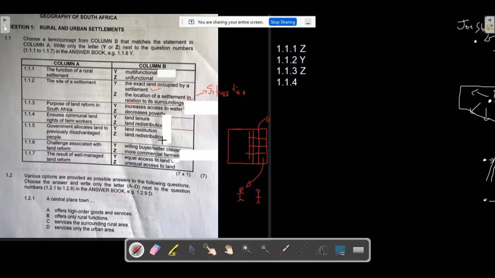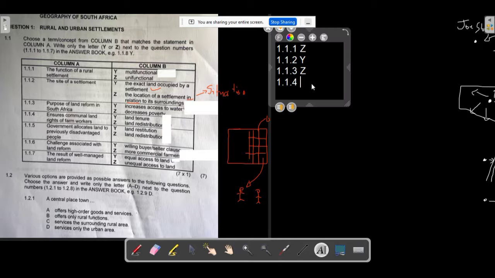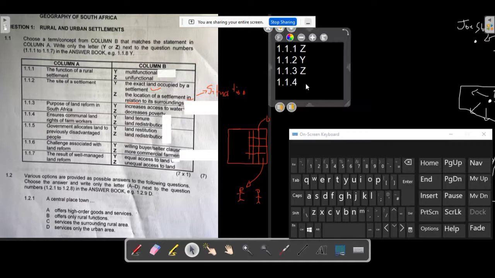That is land redistribution. Whereas land tenure, guys, land tenure allows us to have rights. It includes rights, it includes laws of land. So I'm implying that the answer that we are going with for 1.1.4 is Y.